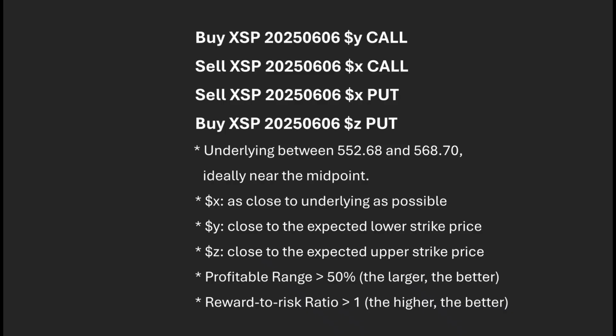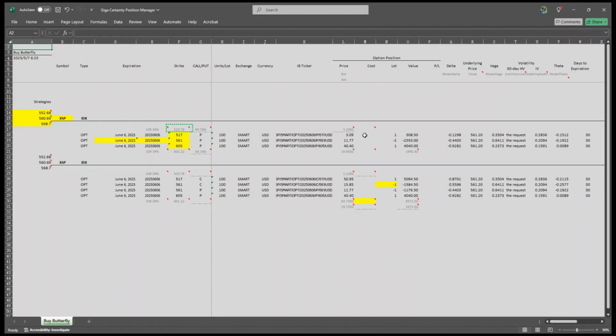According to the trade instruction, the next step is to determine the strike prices $Y and $Z. The strike price $Y should be as close as possible to the expected lower strike. The Giga Certainty Position Manager calculates this as 520.78, as shown in the green box in the image. The strike price $Z should be as close as possible to the expected upper strike, which is calculated as 601.22. Ideally, $Y should be set to 520 and $Z to 602.